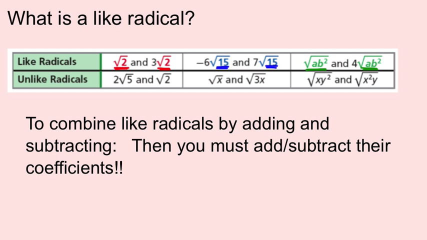Now let's talk about the ones that are not alike. We have 2 square roots of 5 and square root of 2. Those are not alike. They both have to be either square root of 5 or square root of 2. These are not alike because they don't both have the same either 3x or x. And then again, these are not alike because they don't have the same exact x squared y or xy squared. So you cannot add or subtract them.